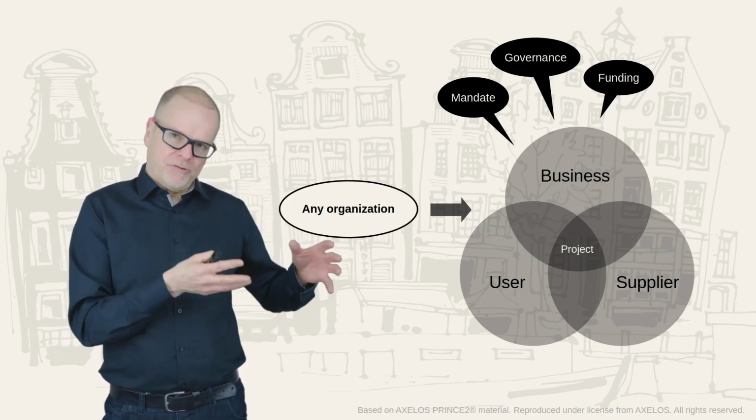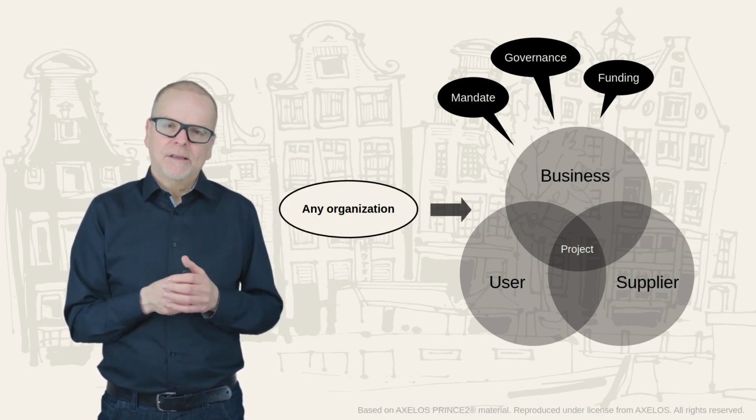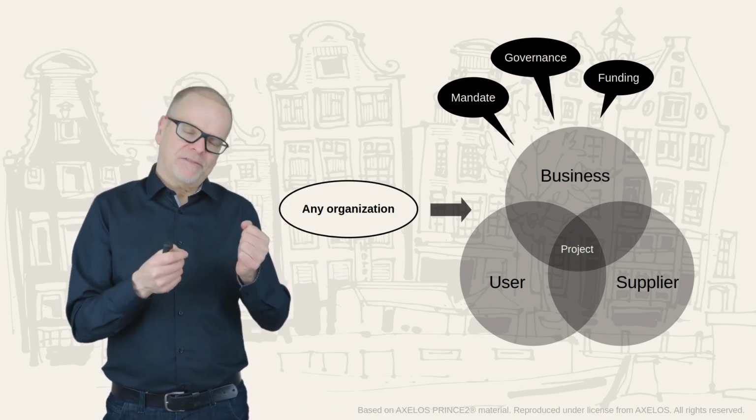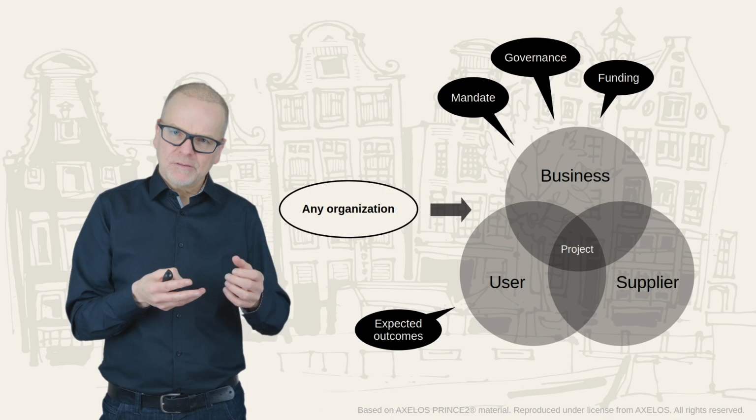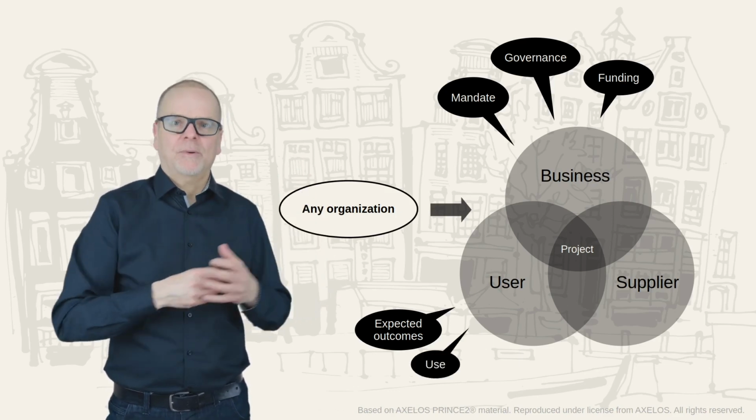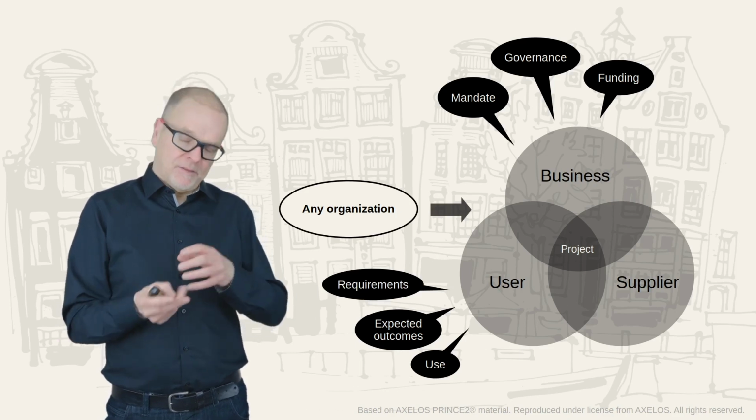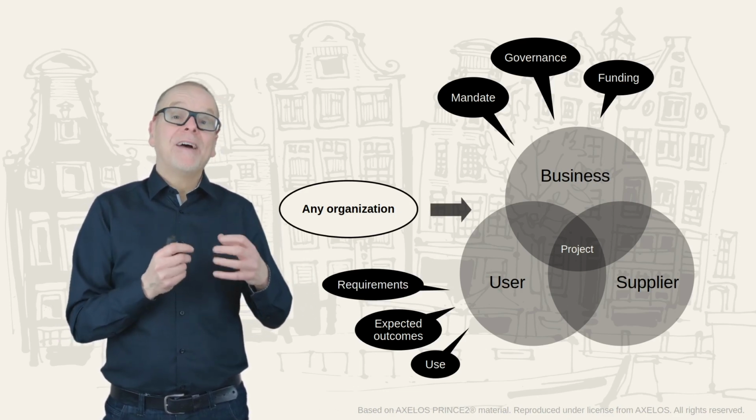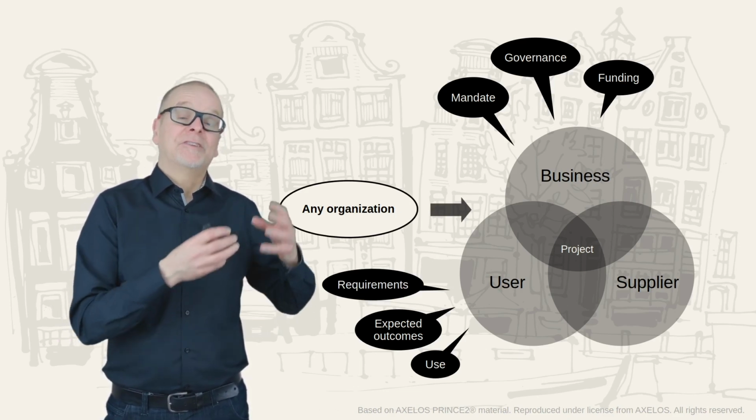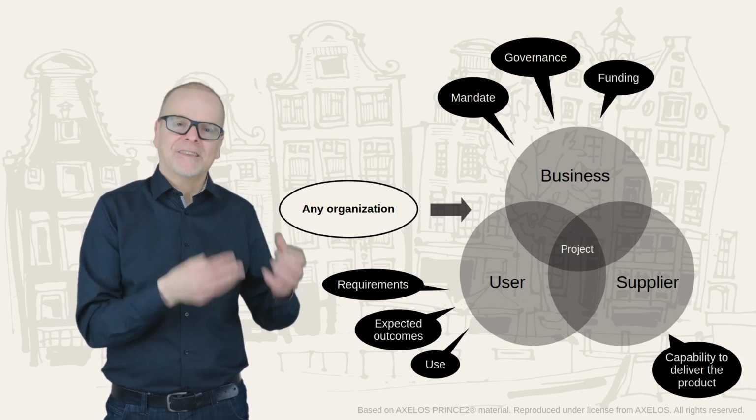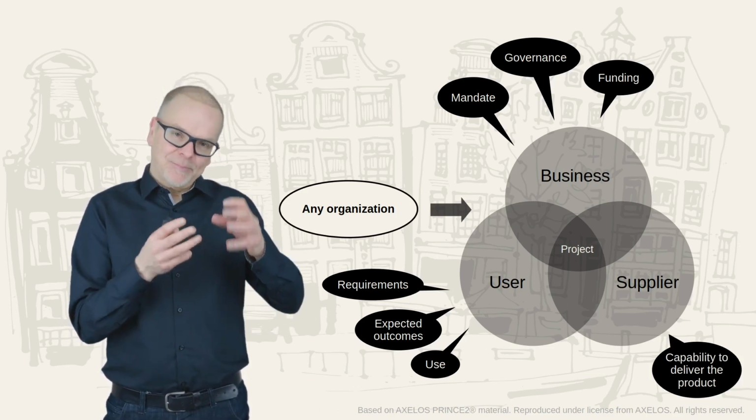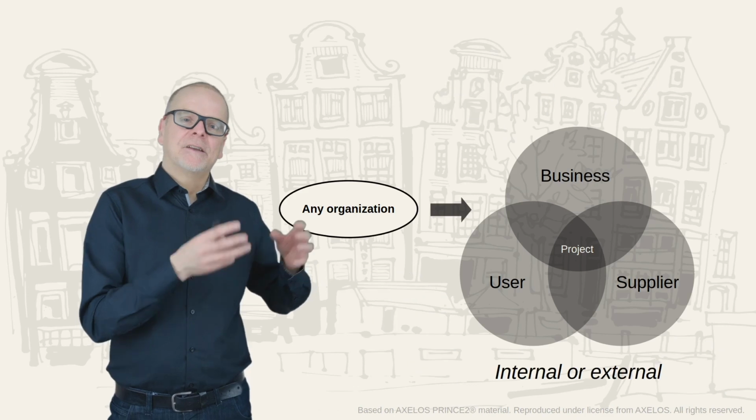Then we have the user representation, the user side. They will help specify the desired outcomes, and they will most likely use them as well. So they give us the requirements. Then the supplier side provides the expertise and the resources to deliver the products, so the knowledge and the skills to do that. And suppliers can be either internal or external.